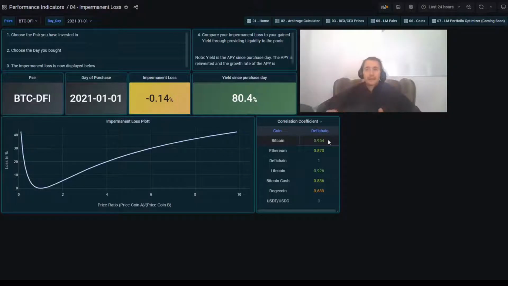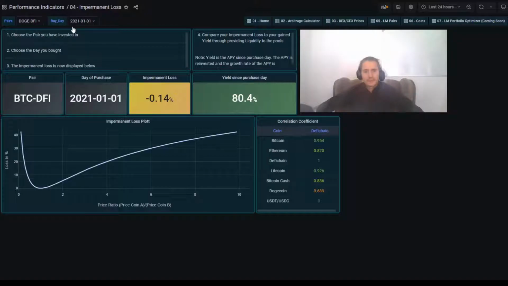So maybe an example, Bitcoin goes up 5% and then it's quite likely that the DeFi coin goes up by 4.8 or 4.9%. They just have a similar performance each day. Then we see Ethereum, also highly correlated with DeFi coin, but not so much. DeFi coin with itself is perfectly correlated. If the DeFi coin goes up by 5%, the DeFi coin goes up by 5%. Then we have Litecoin, also highly correlated, Bitcoin Cash, and we have Dogecoin, which is not so highly correlated.